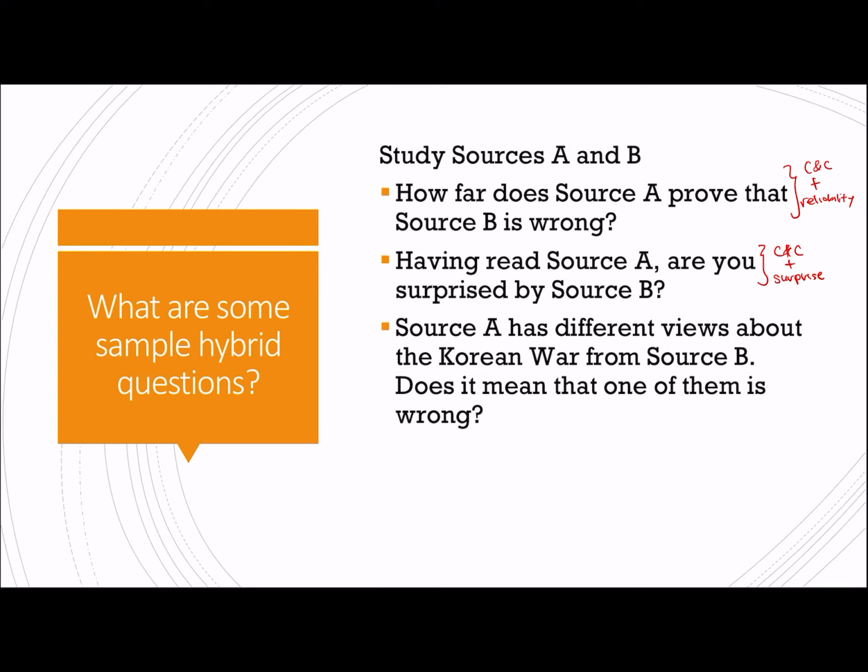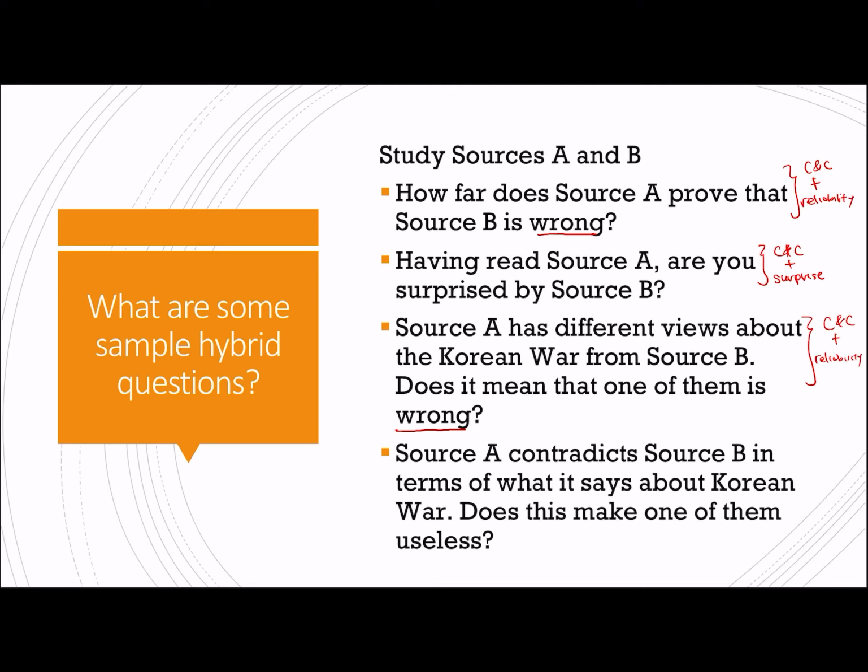Source A has different views about the Korean War from source B. Does it mean that one of them is wrong? We see the word wrong, just like the first question over here, and it would be related to reliability. So again, this is source comparison plus reliability. And lastly, source A contradicts source B in terms of what it says about the Korean War. Does it make one of them useless? And this is your comparison skill plus your evaluation of usefulness.